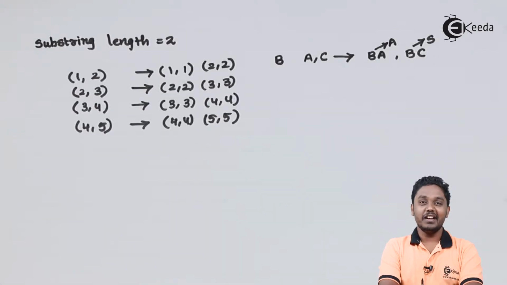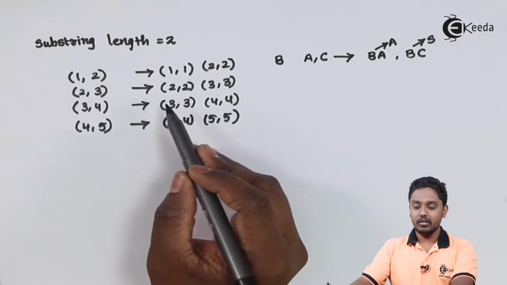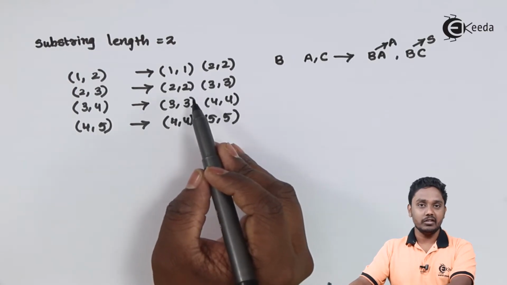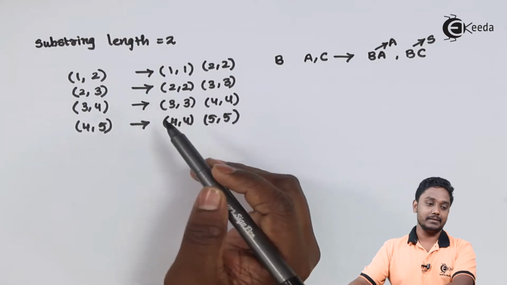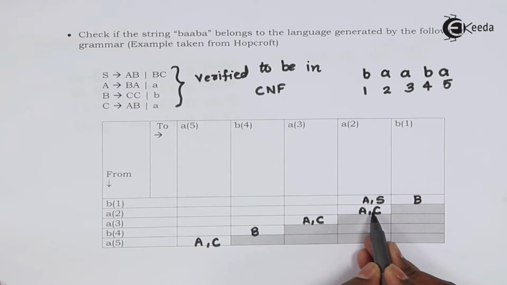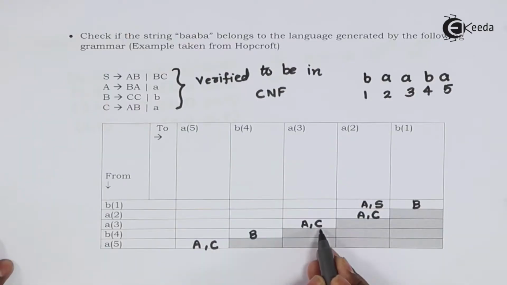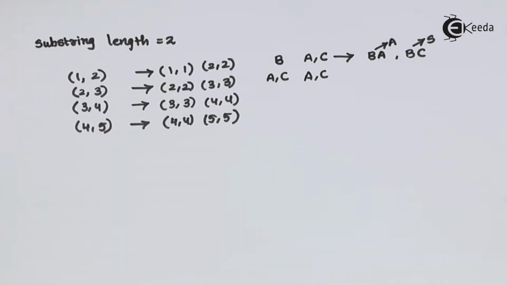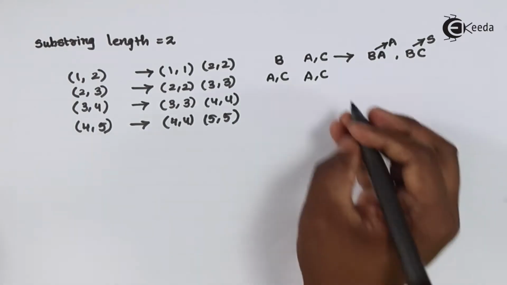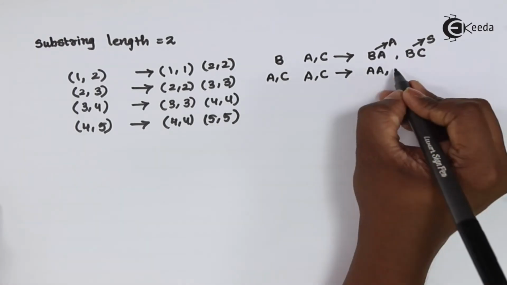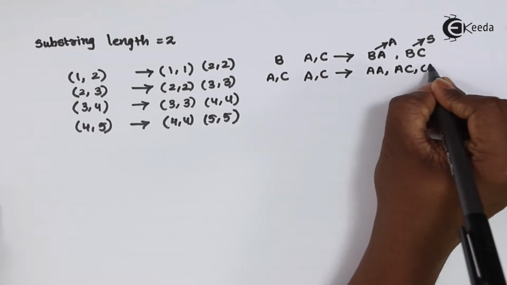Now let us see length 2, the next string, that is 2 to 3. The split possible is 2 2 followed by 3 3. Let us see what is generating 2 2 and 3 3 from the dynamic programming table. 2 2 is produced by using A and C. 3 3 is also produced using A and C. On concatenation, what we would get is AA, AC, CA or CC.